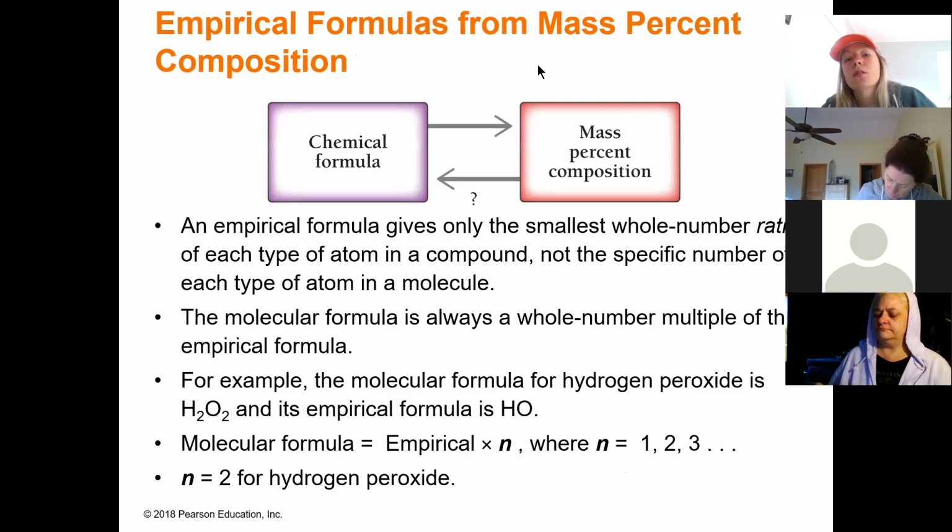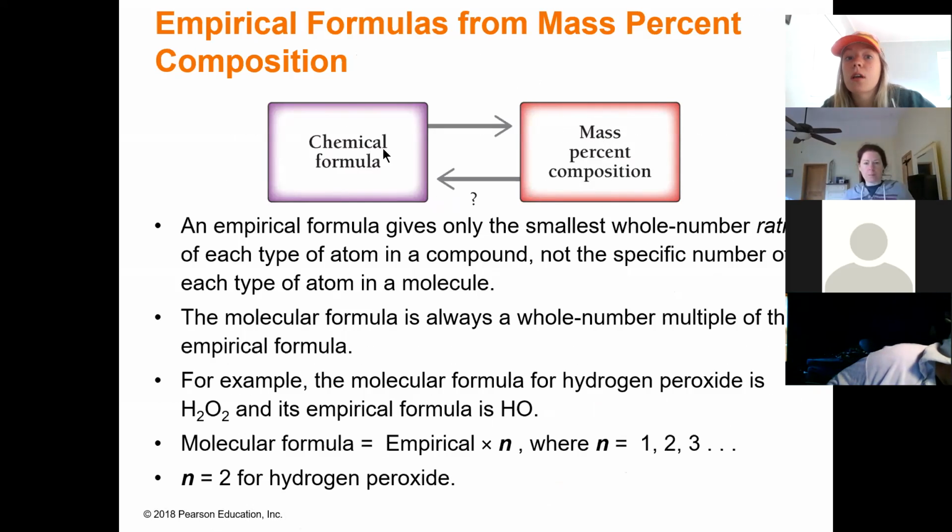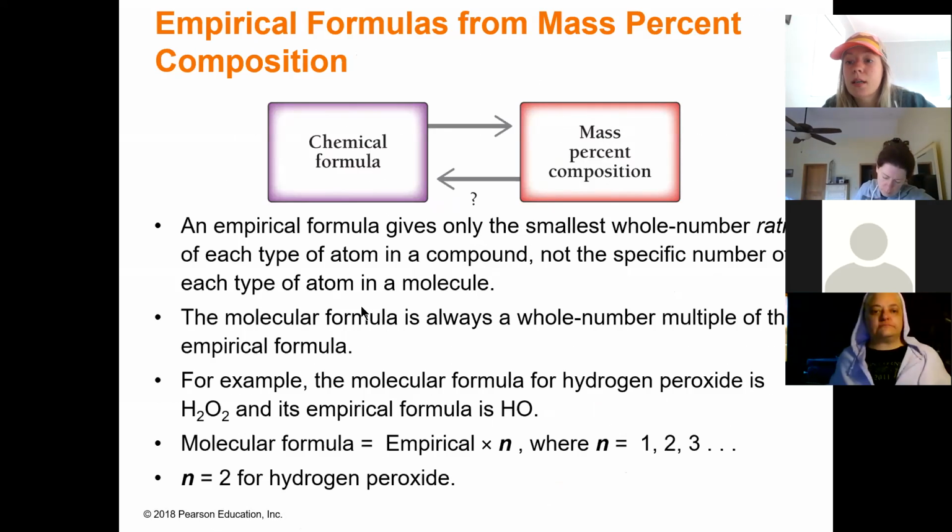If you have the chemical formula, how do you find the mass percent? You take the mass of the individual divided by the total times 100. If we have the mass percent composition, can we go back to the chemical formula? And we can. In order to talk about that though, we need to review a couple things. One thing is the relationship between an empirical formula and a molecular formula.